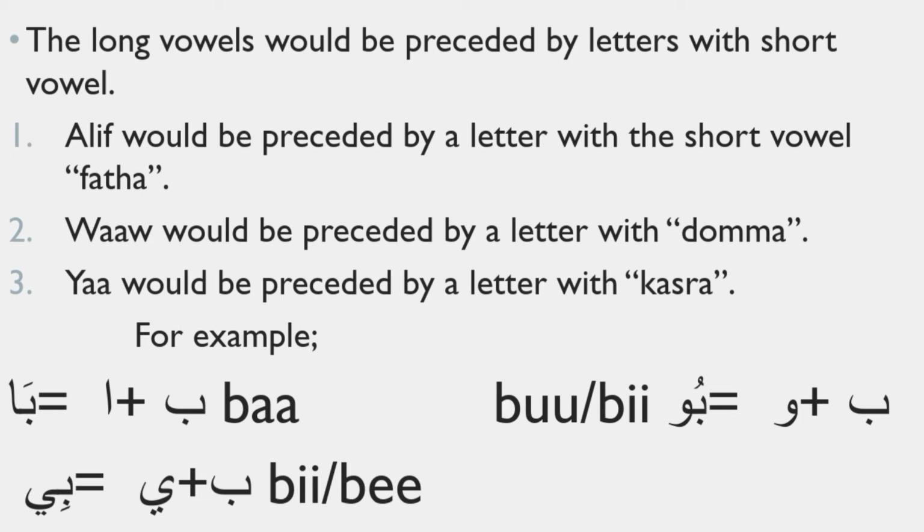Then we have ba and then ya maddi. You should already know that the ba would take kasra because we have ya maddi immediately after it. So we have bee.